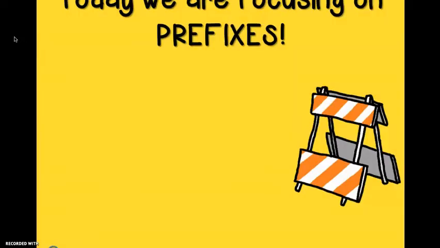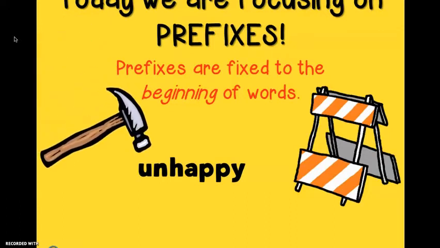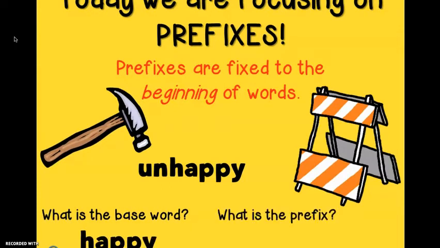Today we are focusing on prefixes. Prefixes are fixed to the beginning of words. The spelling of the base word never changes. You just add the prefix to the beginning. For example, unhappy. What is the base word? Happy. What is the prefix we've added to the front? Un. Let's take a look a little deeper into this.